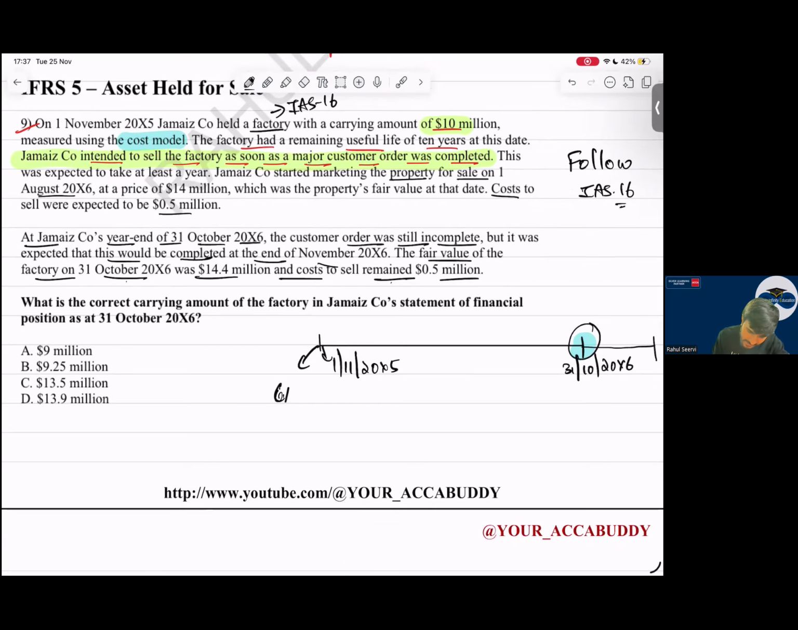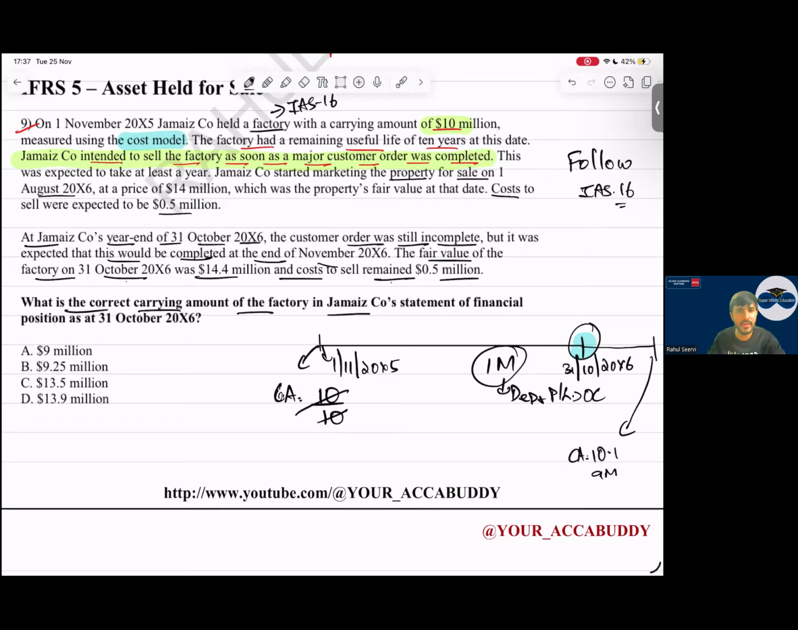Sir, it is very simple. Here we know the carrying amount is 10 million. Remaining life was 10 years. Sir, what is the depreciation for this? 1 million is the depreciation in P&L, in the operating category. Sir, how much will the carrying amount be? Carrying amount will be 10 minus 1, that is 9 million. What is the correct carrying amount of the factory in J's statement of financial position as at 31st October 2006? 9 million. A is the option. A is the right answer here.